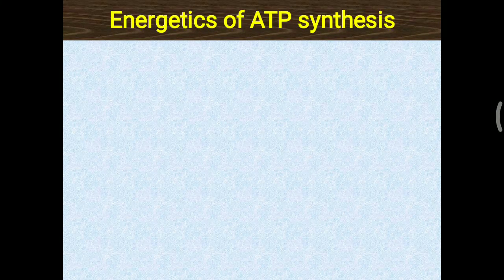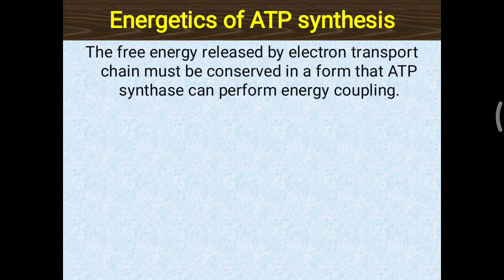The topic is the energetics of ATP synthesis. In previous videos, we have seen exactly how the electron transport chain occurs. When electrons move through this chain, free energy is released, and that must be conserved in a form that ATP synthase can use to perform energy coupling. So when electrons are transported in the electron transport chain, ATP should be generated.